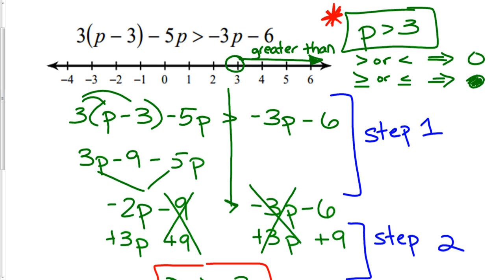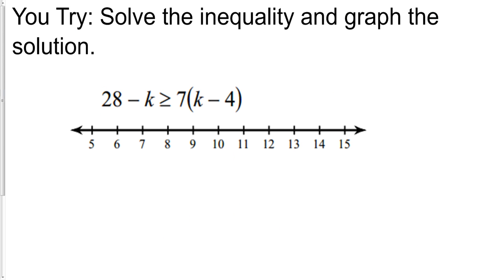So that being said, it's now your turn to try one. Use the steps we had for a multi-step inequality. Keep in mind that if you divide both sides by a negative, you're going to have to flip the inequality. So go ahead and solve for k, and then once you solve for k, I want you to graph your solution. Pause the video now.